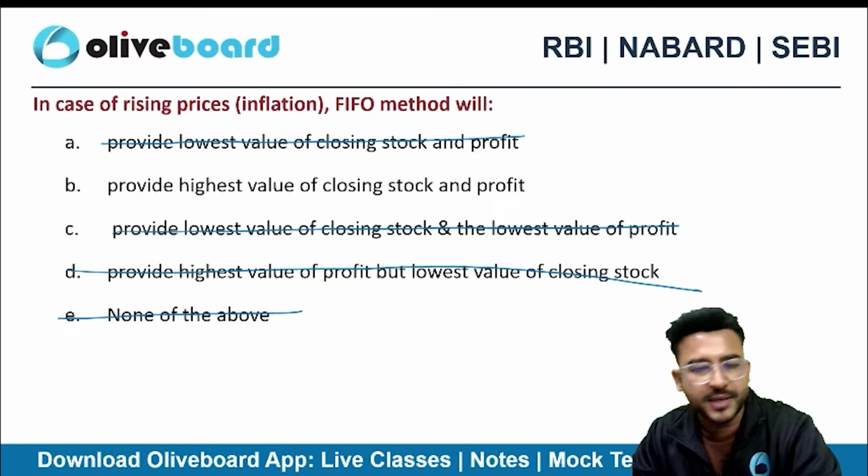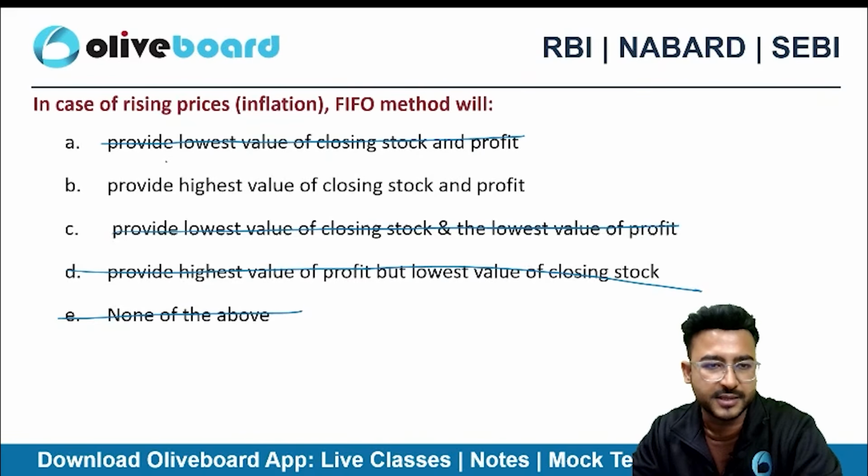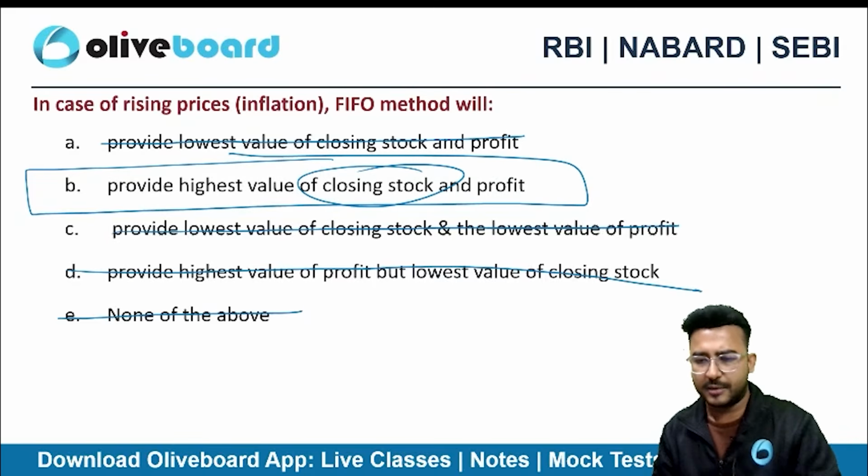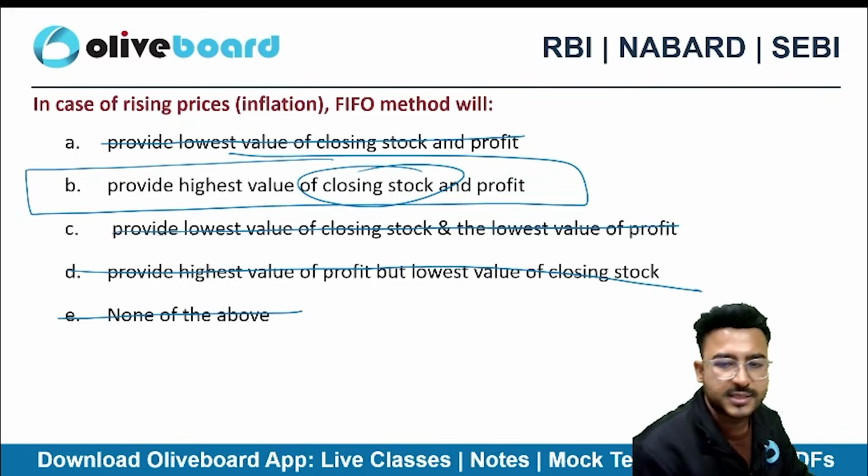अच्छा, इतना करने पे ही आंसर आ गया. Right? I hope you are able to understand it. The correct choice will be option B. सिर्फ क्लोजिंग स्टॉक का एनालिसिस करने पे ही आंसर आ गया. अभी तो हमने प्रॉफिट का एनालिसिस किया भी नहीं है.